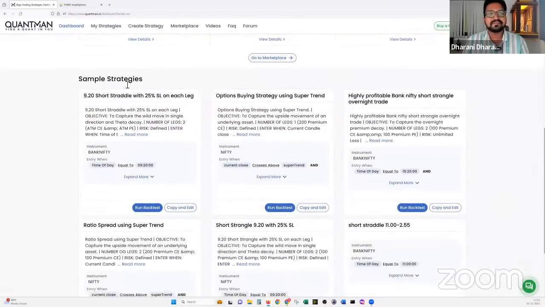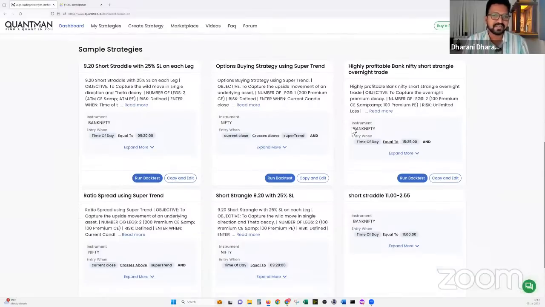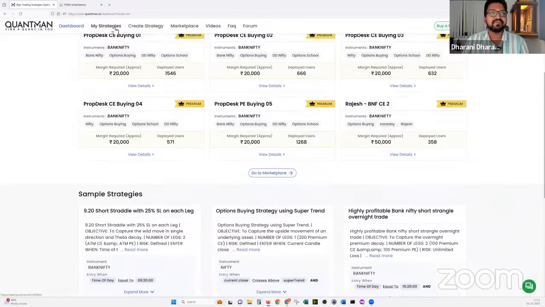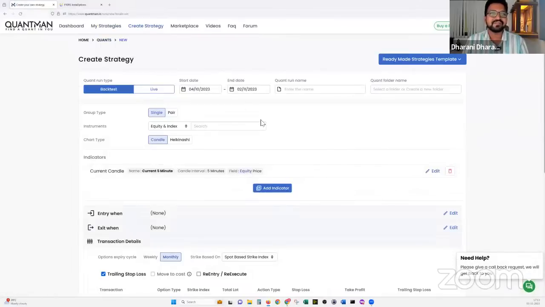We have given sample strategies so that you can directly go ahead, copy and edit these, and create your own strategy as well. Then we have My Strategy, where whatever strategies we create will be stored. I've taken a fresh account today for you guys to understand it clearly. Then we have the create strategy page. So here is where the magic happens. Don't worry, I'm going to speak a lot about this page.